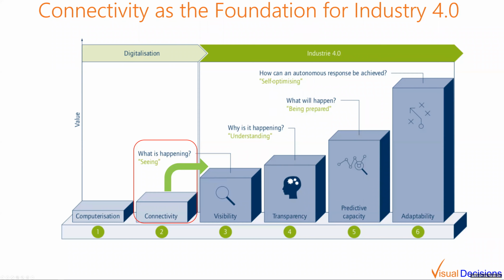So when we look at Industry 4.0 and look at the fundamental steps within there, connectivity is one of the very first things you have to establish in order to get to that Industry 4.0 end game. And that's the primary thing that we're going to be talking about today, is utilizing Kepware to establish connectivity on the manufacturing shop floor.